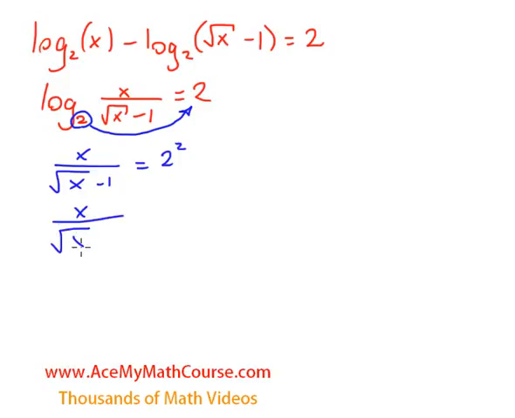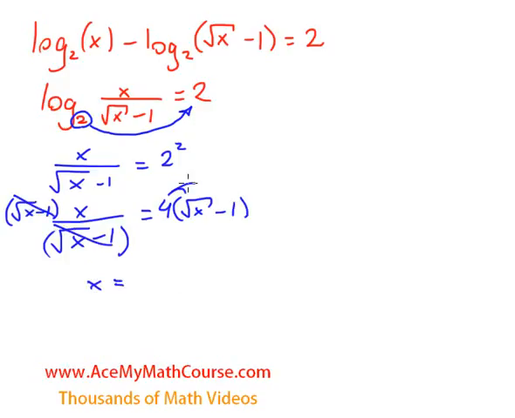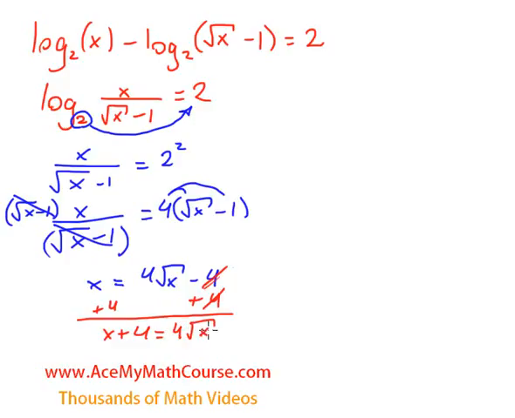Then, now, yes, we can just cross multiply. So we essentially multiply both sides by root x minus 1. So multiply this side as well by root x minus 1, so that this cancels out. So we get x equals, now we need to distribute the 4 root x minus 4. And at this point, I'd suggest that we add 4 to both sides of the equation. These cancel out. So we get x plus 4 equals 4 root x. I'll continue over here.